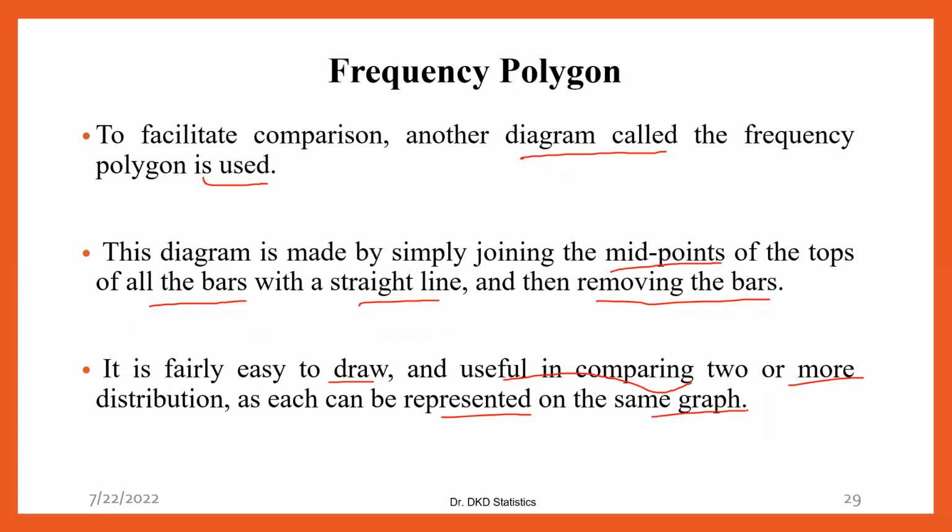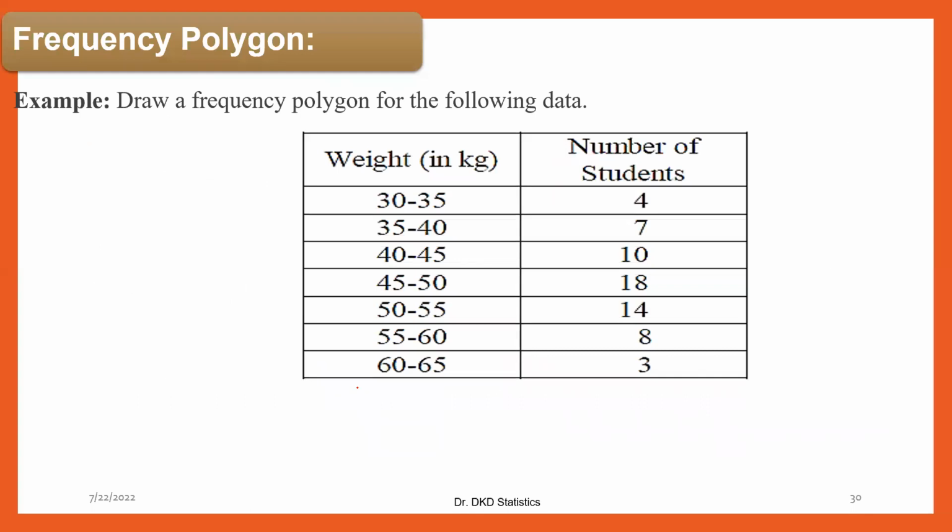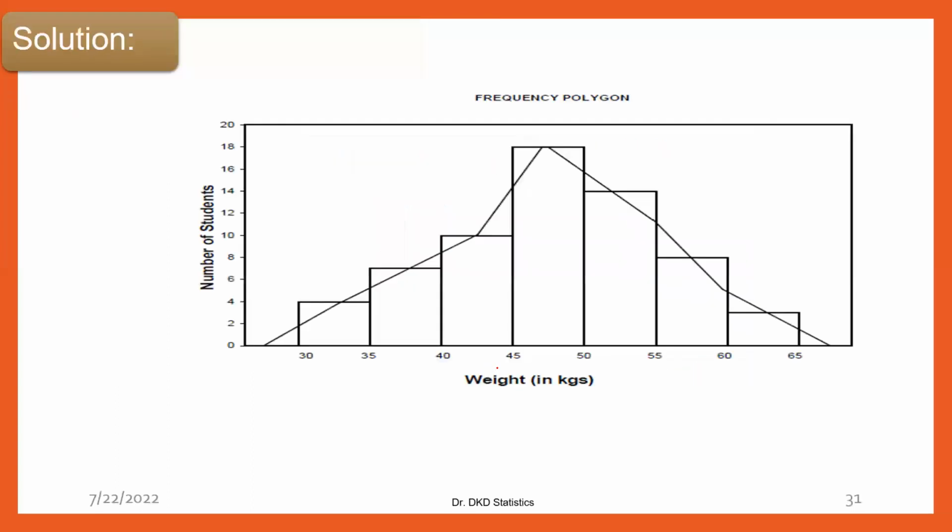We will understand with the help of an example, like weight in kg. Suppose the number of students is given: 30 to 35 kg, 4 students; between 35 to 40 kg, 7 students; 40 to 45, 10 students; 45 to 50, 18 students; 50 to 55, 14 students; 55 to 60, 8 students; and 60 to 65, 3 students. So this is the frequency given.